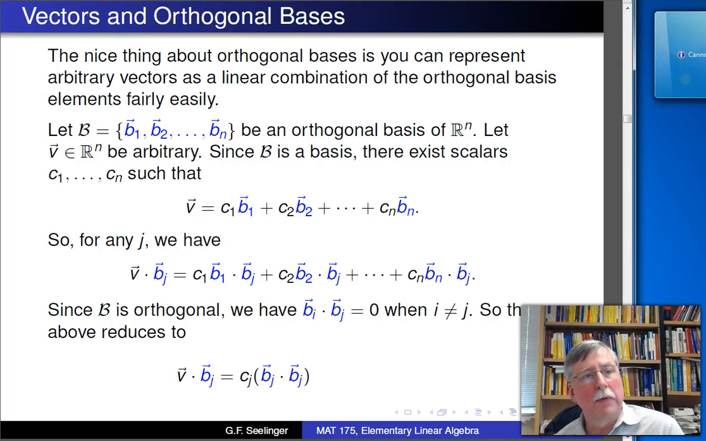And since Bj is a basis vector, you know this dot product here is non-zero. So I can solve for Cj, and it's just going to be this expression, and it's going to be a scalar. So instead of solving a system of linear equations, all I do is take this dot product. Notice that if I take the Cj here and put it up here, it's really just a projection onto Bj.